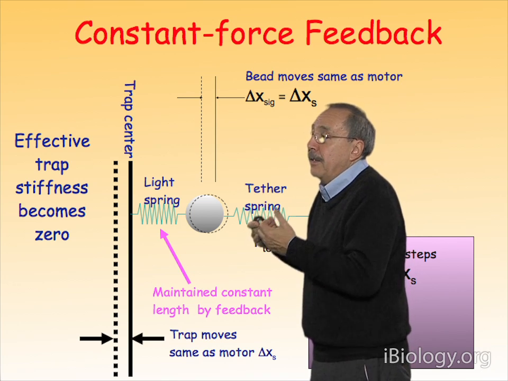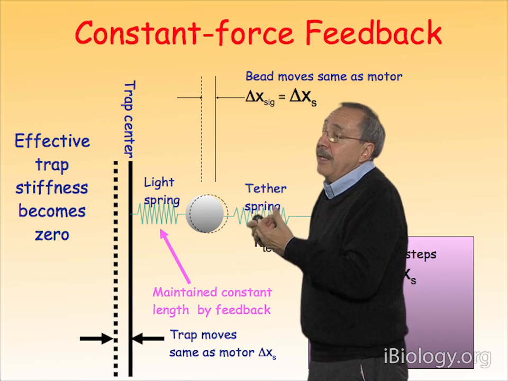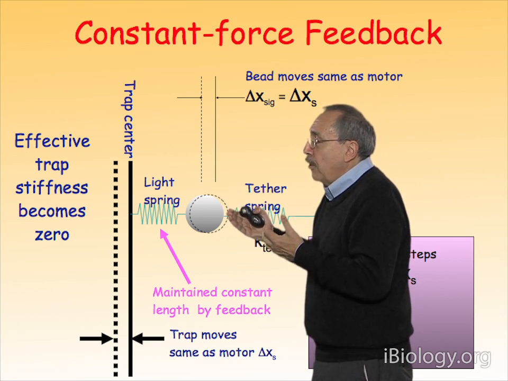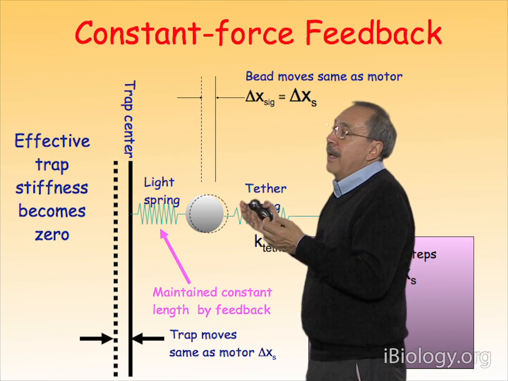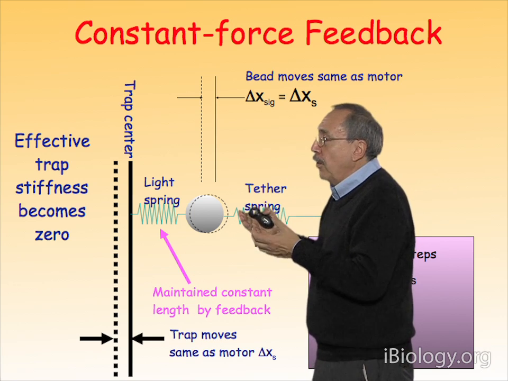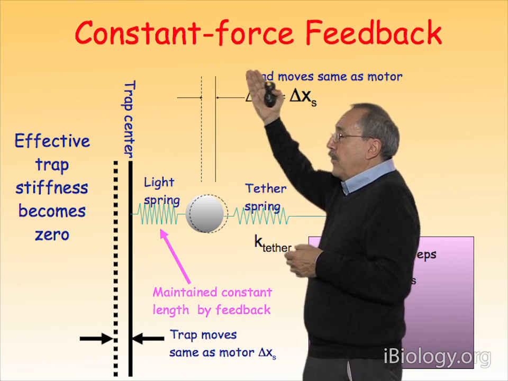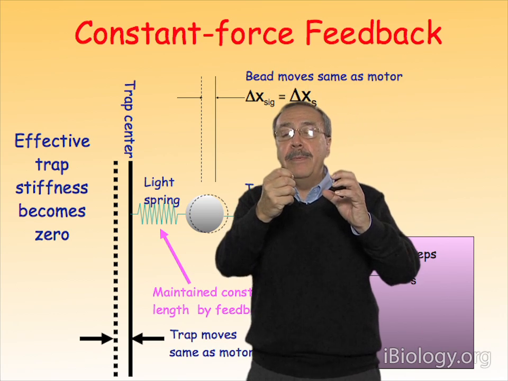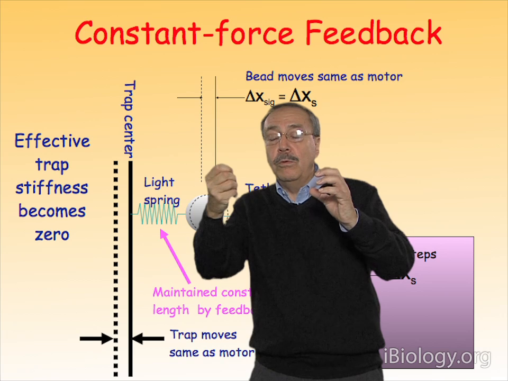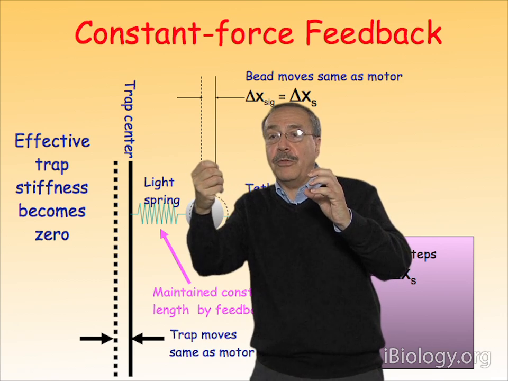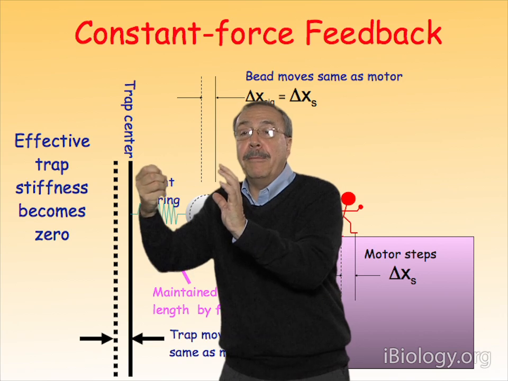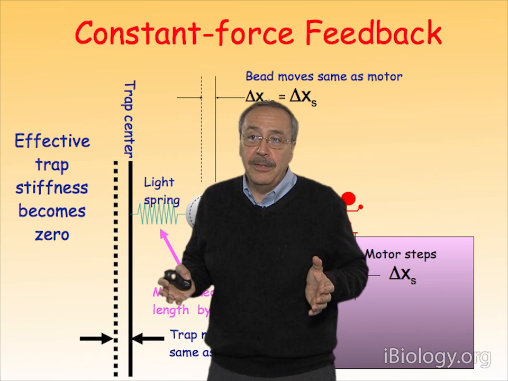Because the bead is maintaining its location in the trap, the force it experiences is constant. It's always F equals kappa, the stiffness of the trap, times delta x, whatever constant displacement we want to maintain. That force is therefore constant, and that's why we call this method constant force feedback. Essentially, as the motor tries to pull the bead out of the trap, we move the trap by the same amount, so that the bead inside the trap never moves.